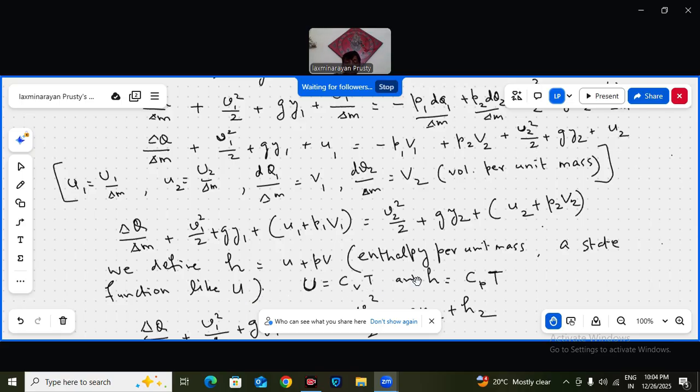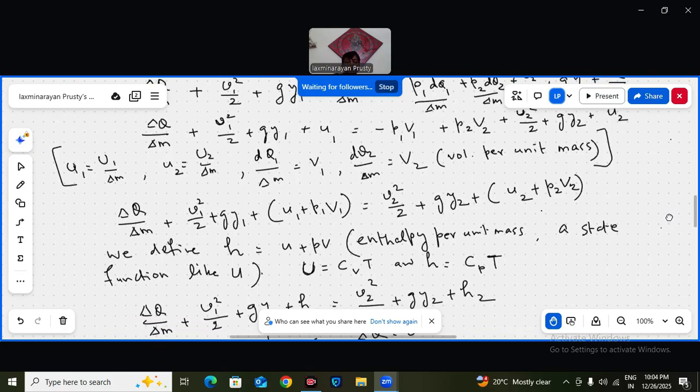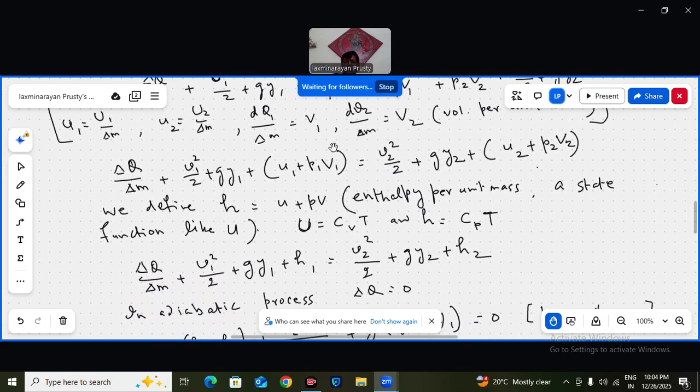Internal energy is CvT. H will be CpT. That you will study later. From here also you can find out it is CpT only. The specific heat at constant pressure into T will be the H value, or delta T will be delta H value. Cv delta T will be delta U. This part you know, this you might not be knowing.